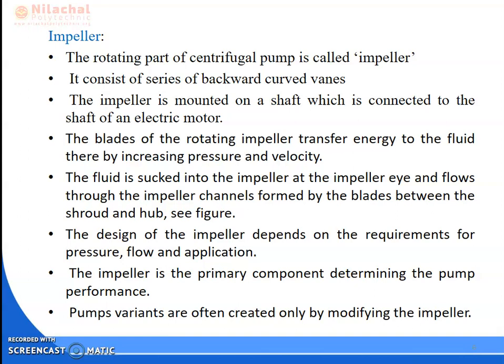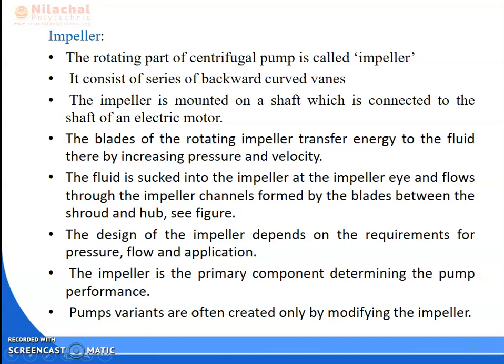When the electric motor rotates, the shaft, which is coupled to the electric motor, rotates. That is the mechanical power input you are giving, so that the impeller rotates, and the water enters the impeller eye, and from the backward curved vanes of the impeller the water flows and is discharged. When it flows and is discharged through the casing, it gives you the forced vortex flow. Because of this, the pressure energy increases. Here the mechanical energy is converted to hydraulic energy.